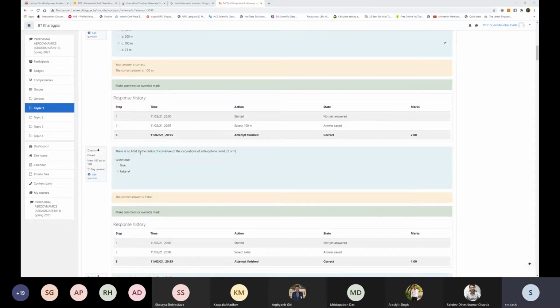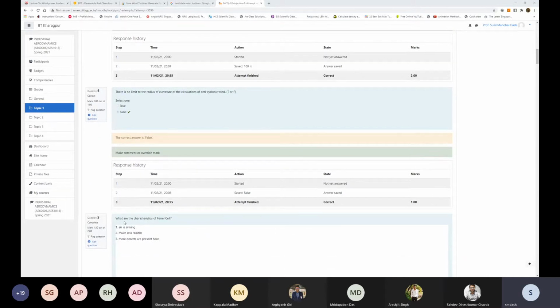Then, there is no limit to the radius of curvature of circulation of anticyclonic wind. True or false? This is false. As you know, for anticyclonic wind there is a maximum limit. So this will be false.